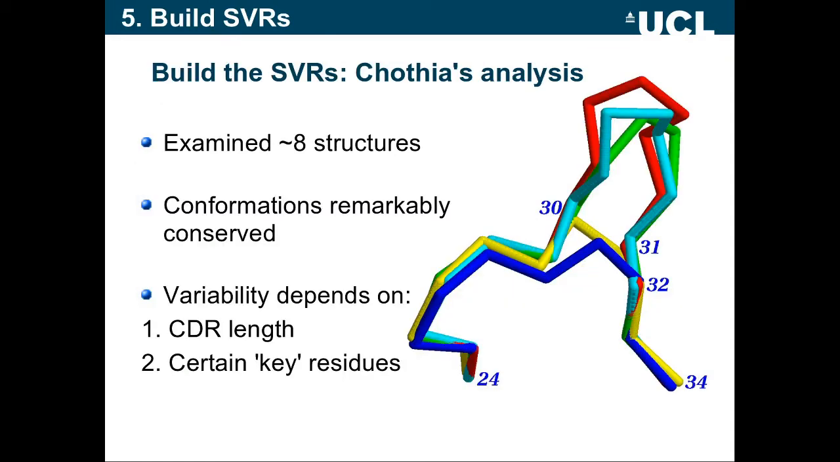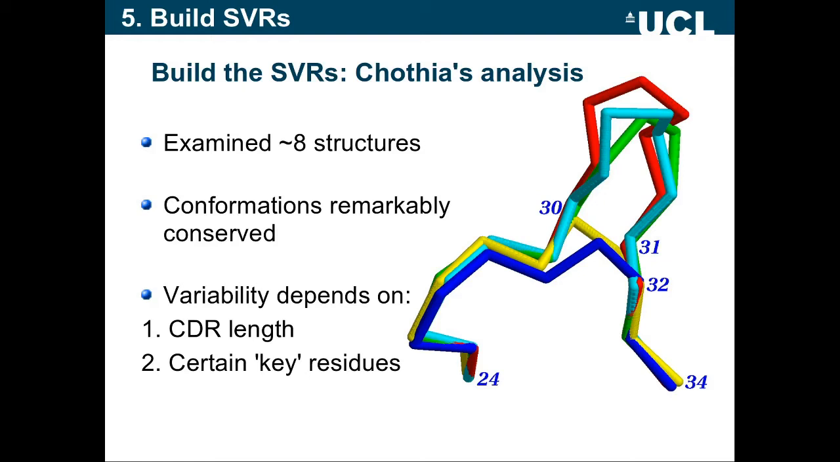But Cyrus Chothia, working in the 1980s, found that this really wasn't the case. So he examined about 8 structures of antibodies, which was all that was available at the time, and found that the structures of the loops were remarkably conserved even when you had length variability. So this was the point that I was making earlier on about alignment.